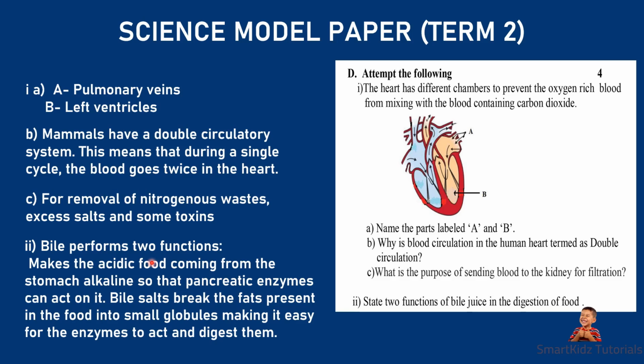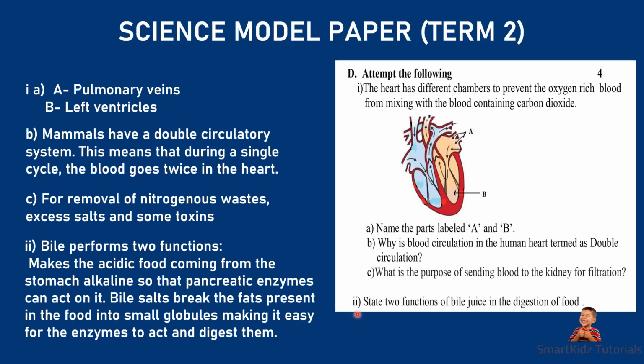This waste has to be removed, either in the form of solid or liquid. When it comes to liquid, the liquid waste is removed or processed by the kidney. So the blood flows to the kidneys, and the kidneys filter the blood from all this nitrogenous waste, excess salts and toxins. Whatever waste is there is removed as urine. The cleaned up blood is then recirculated back. So that is what happens here.